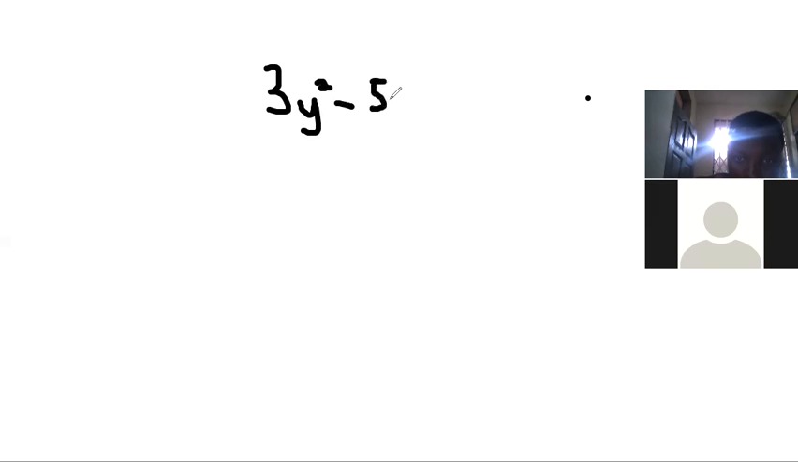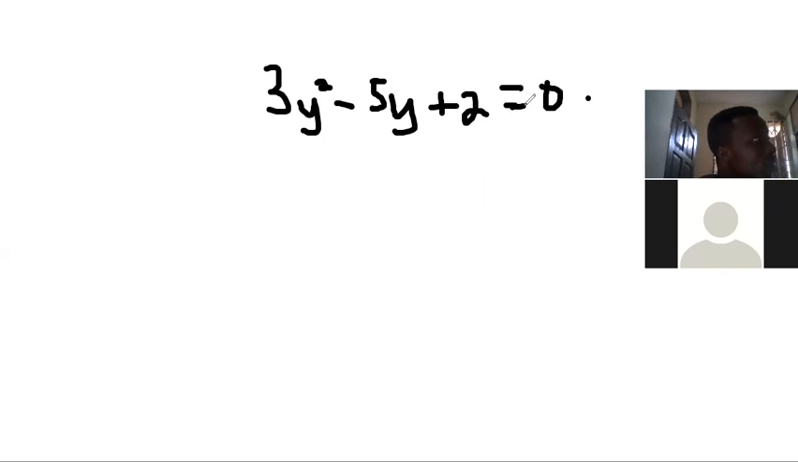The equation. So this is the equation they give us: 3y squared minus 5y plus 2 is equal to 0. So when given this, can we do it?